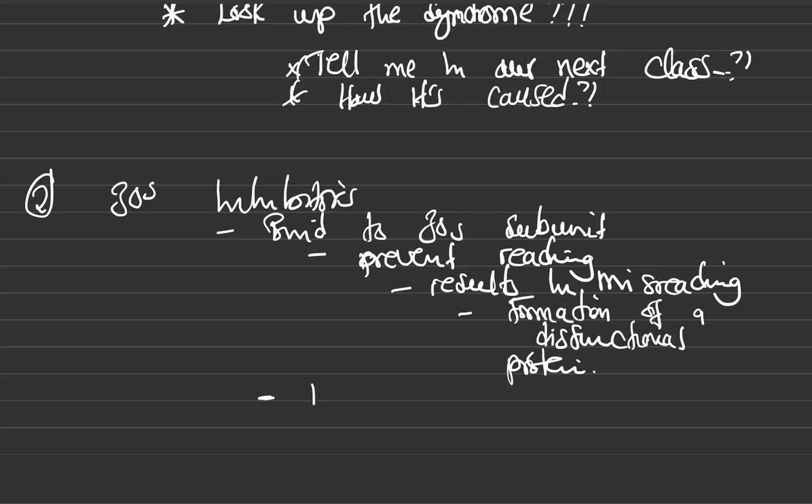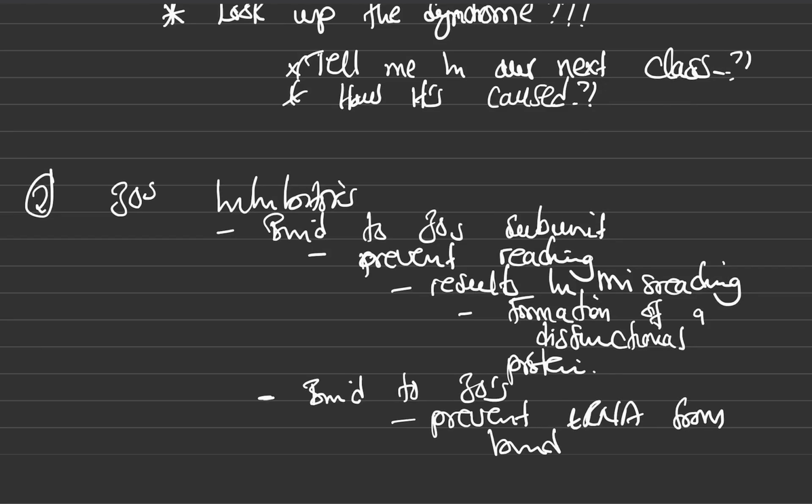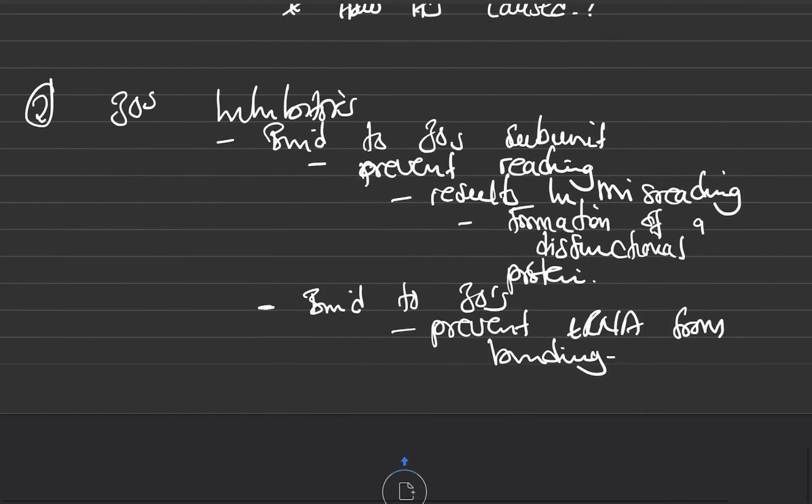The second mechanism is that these drugs bind to 30S and prevent transfer RNA from binding. So both of them are probable mechanisms. You can still get to know both of them. They are both correct.